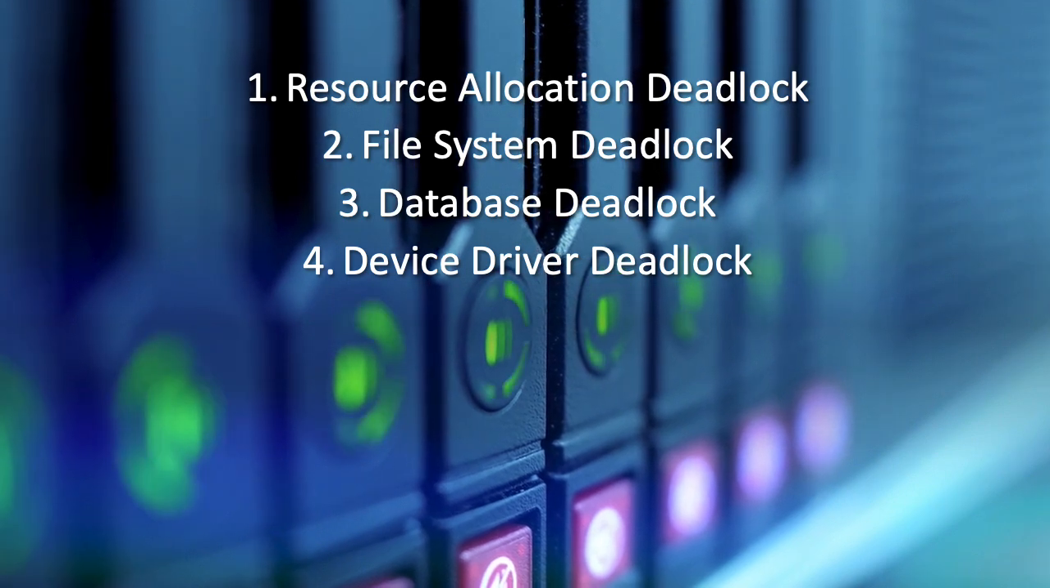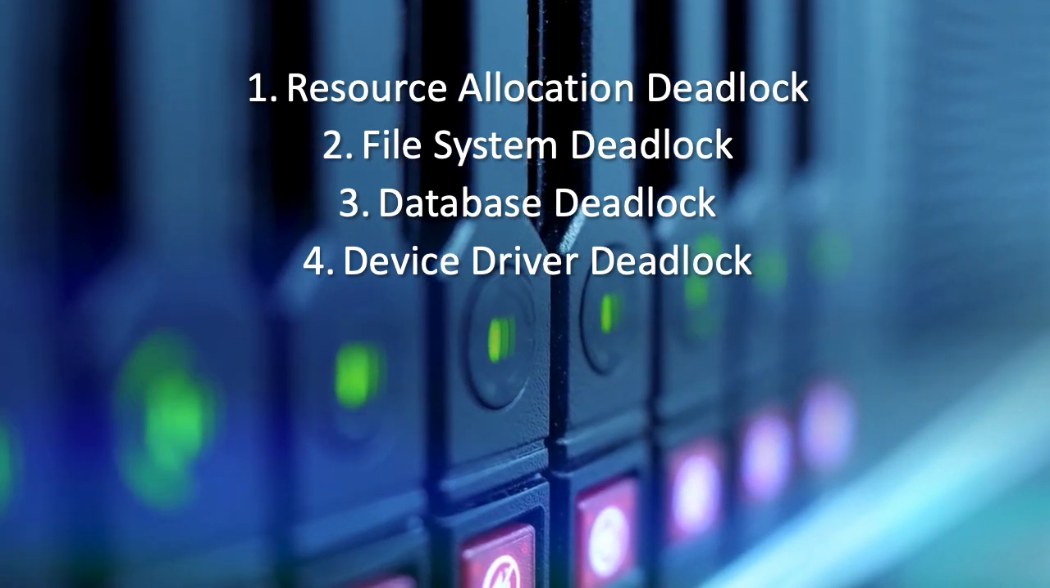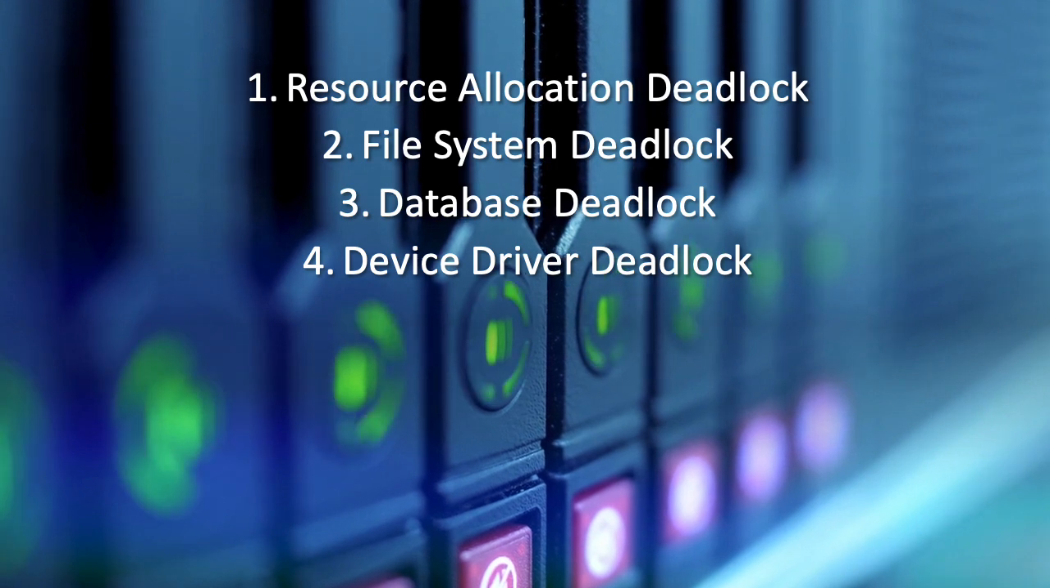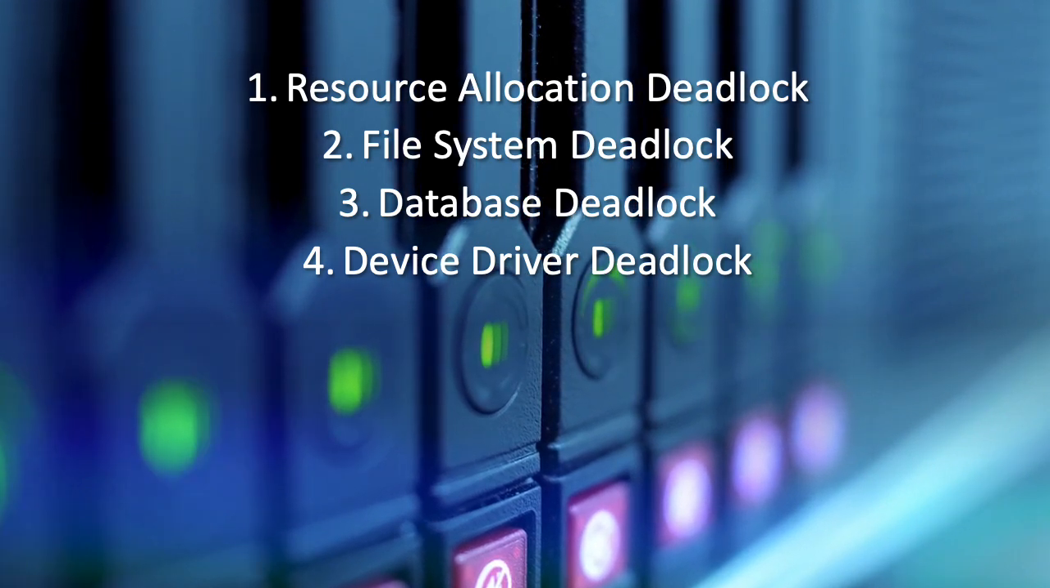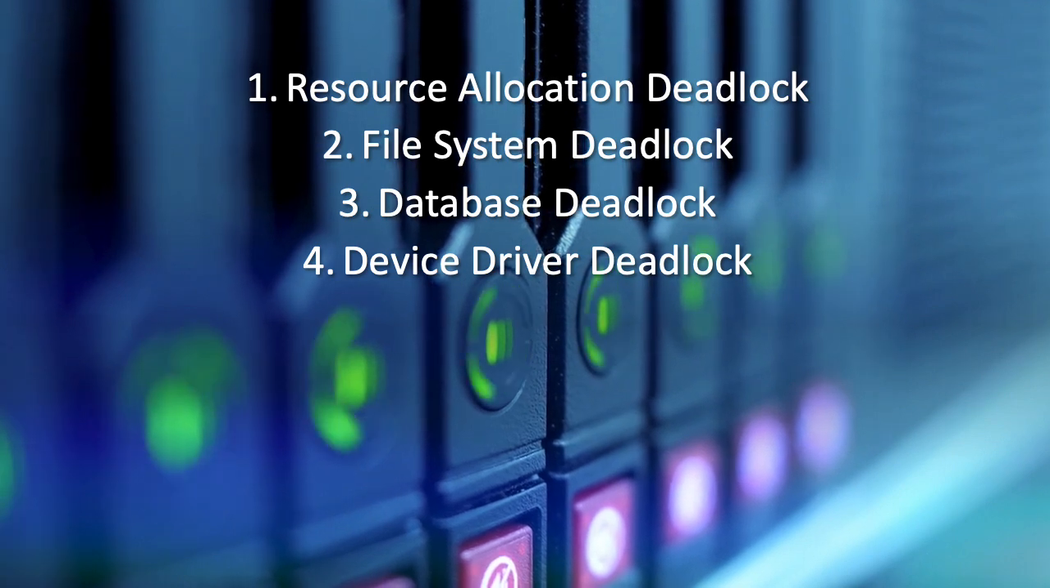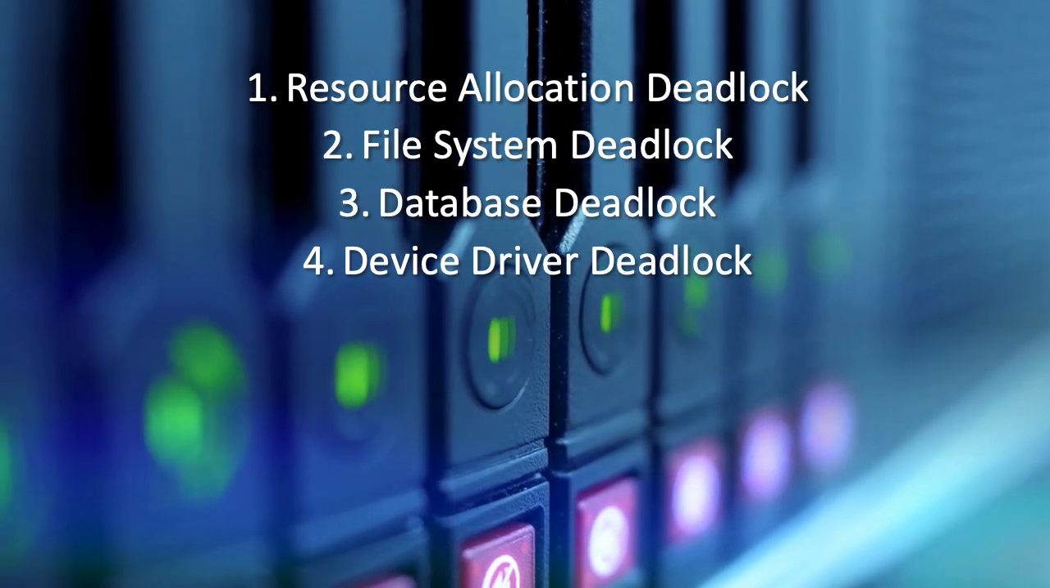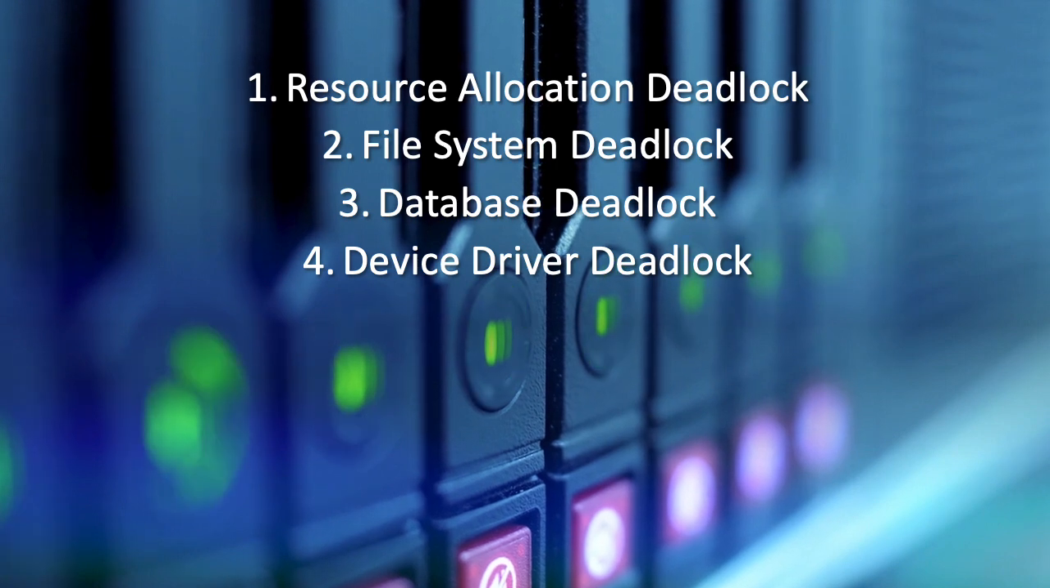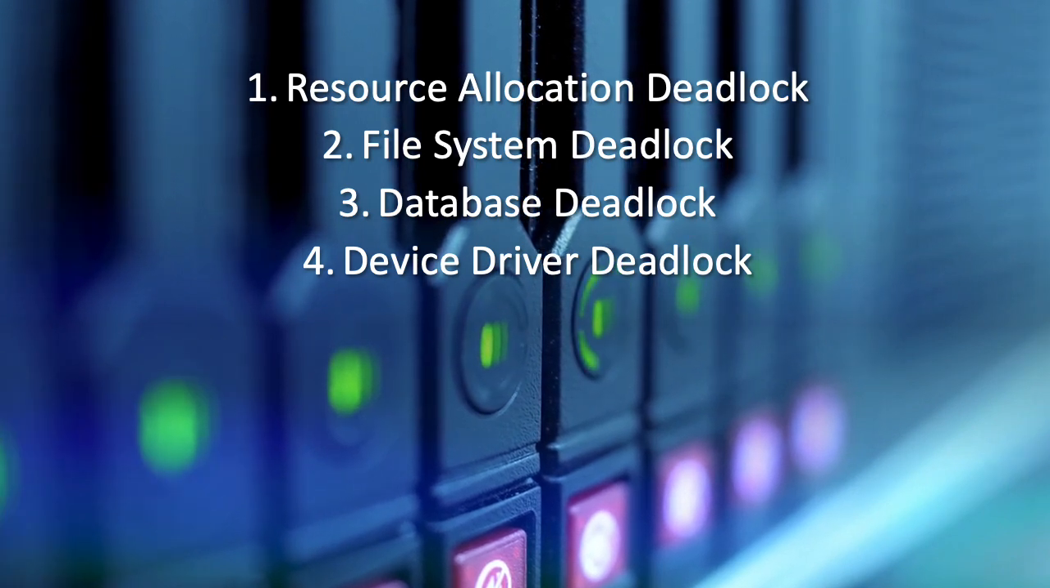Another example is in a file system. Multiple processes may need exclusive access to files or directories. If two processes hold a file each and simultaneously request access to the other file, then there we go. We have a circular wait, which can lead to a file system deadlock.